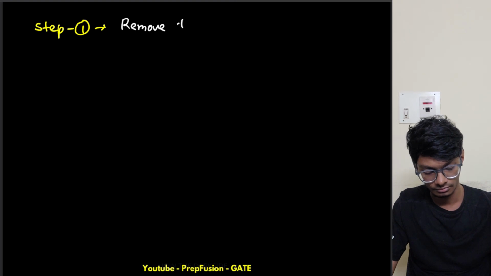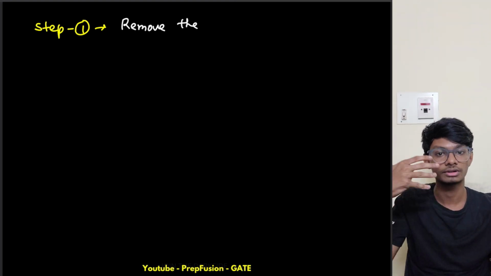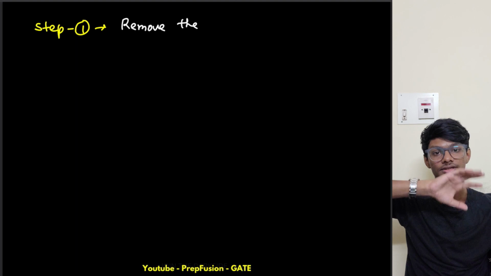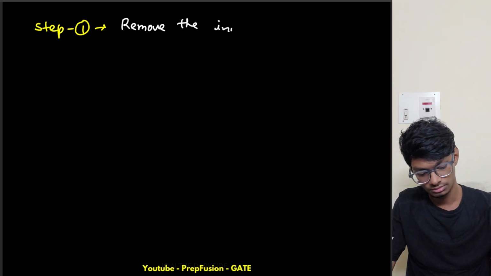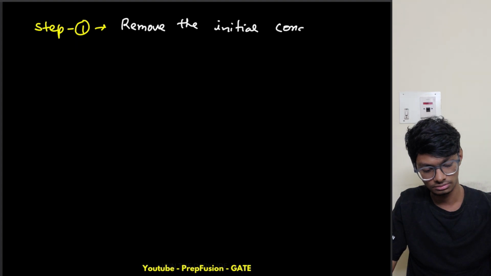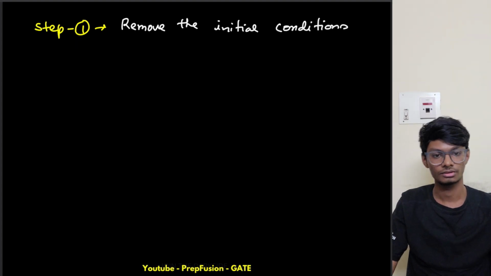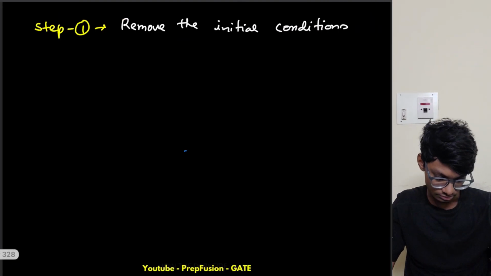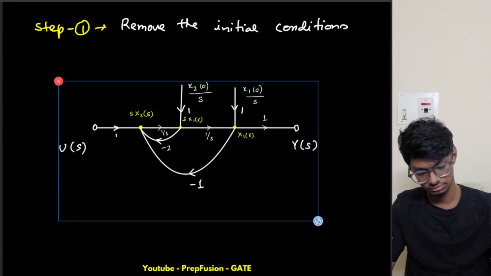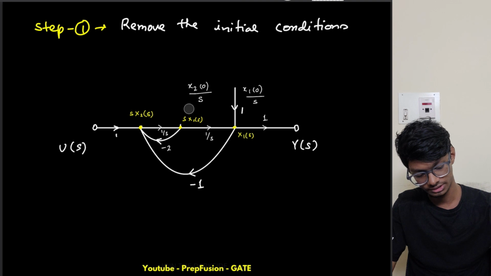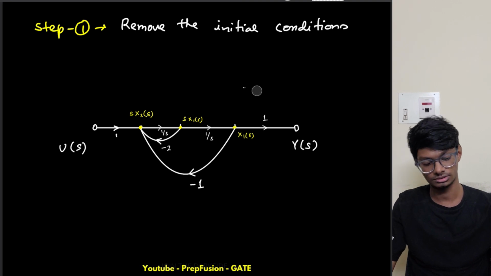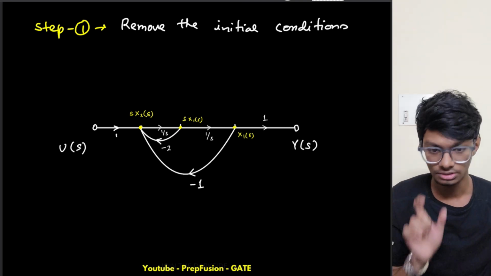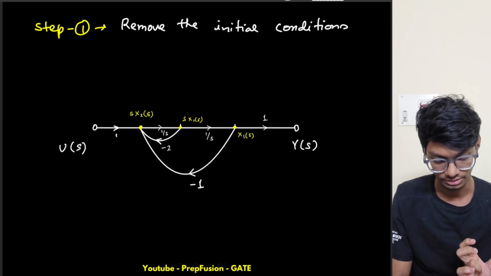Because that step came only in the Laplace domain, right? In state equation we didn't have any initial condition, right? But in Laplace domain we had the initial values, so we have to remove the initial conditions. Okay, so I will copy this. Now what I will do is remove these initial conditions. This is not the state diagram. What we are trying to do is find the state equation from the state diagram. So this was the first step. We have to remove the initial conditions.